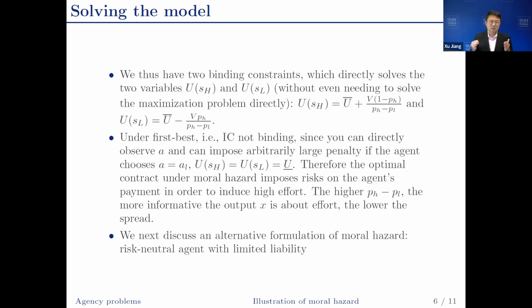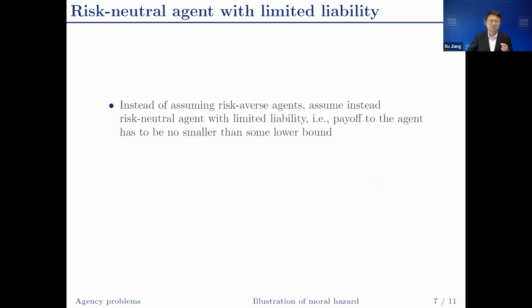So this is the risk-averse agent setting. We now discuss an alternative formulation: risk-neutral agents with limited liability. So now we assume that the agent is risk-neutral with one more characteristic. The agent has limited liability, which means that the payoff to the agent has to be not smaller than some lower bound.